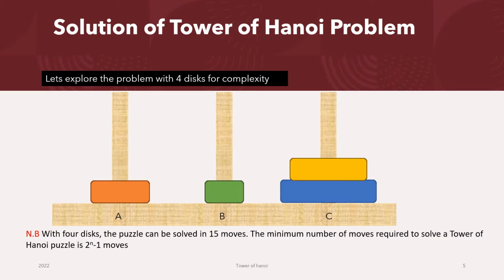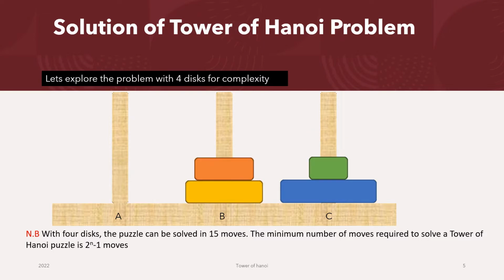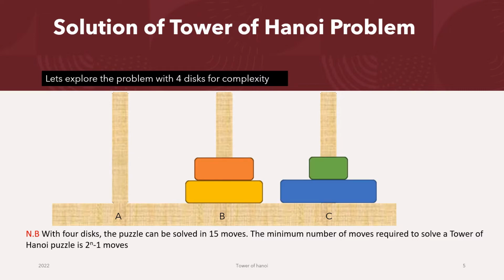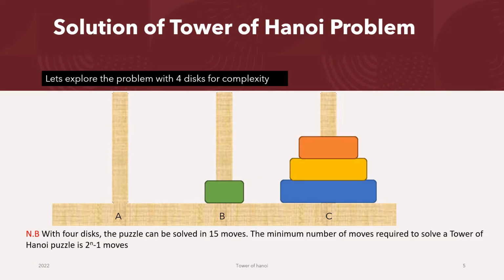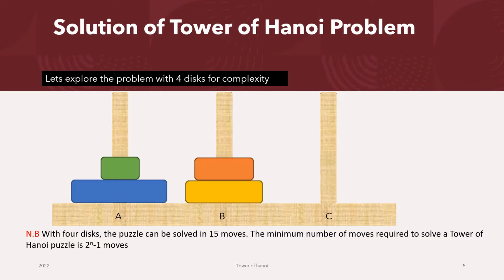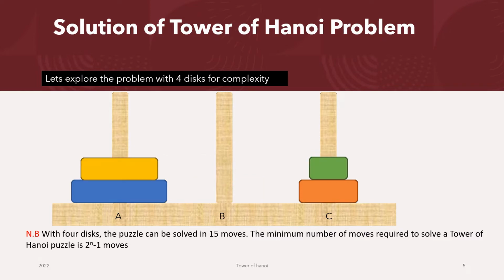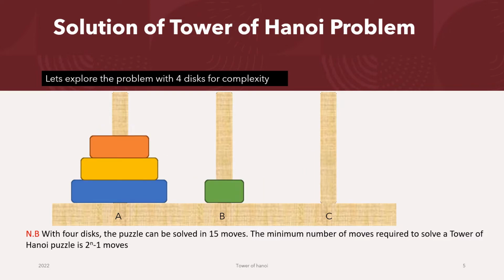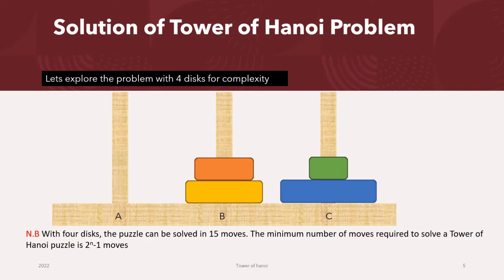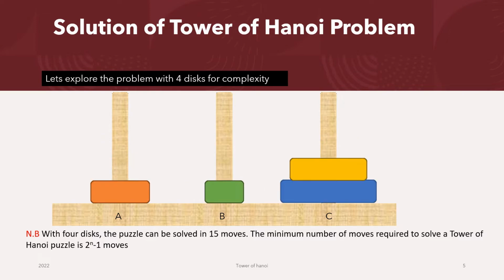Is there any pattern we see here? Yes, there is a pattern, because the 15 moves equal 2 to the power n minus 1, here 2 to the power 4 minus 1, because 2 to the power 4 is 16, and if we subtract 1, the 15 moves come. So the minimum number of moves required to solve the Tower of Hanoi puzzle is 2 to the power n minus 1.